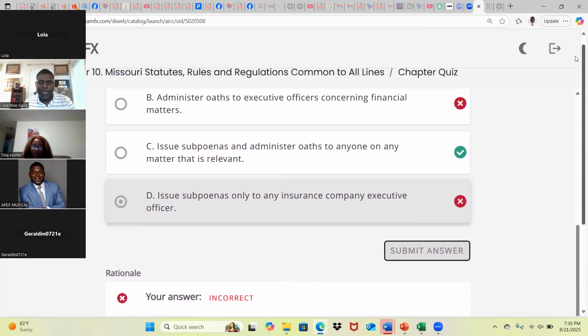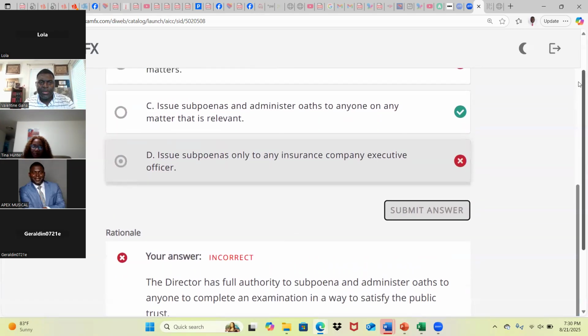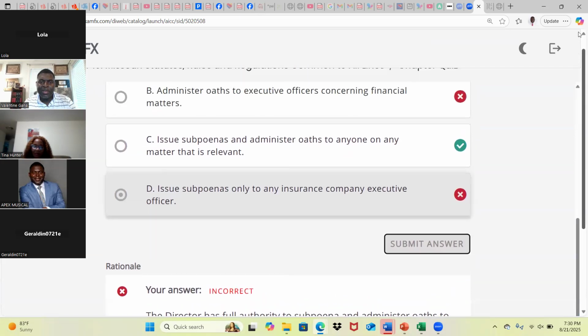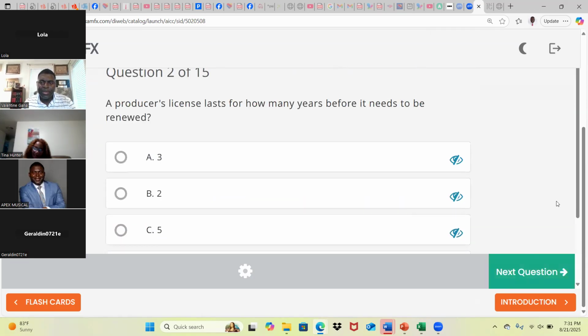Administer oaths to anyone. Oh, that's interesting. Yes, issue subpoenas and administer oaths to anyone on any matter that is relevant. Relevance is key. Very important.